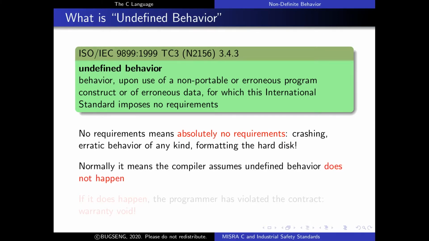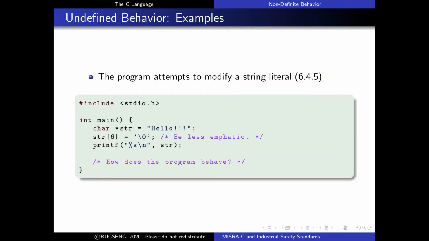And what happens is that the compiler assumes undefined behavior does not happen. So it is the responsibility of the programmer to ensure that you don't have undefined behavior. And if the program does have undefined behavior, it is a fault of the programmer. Let us see a few examples of undefined behavior.